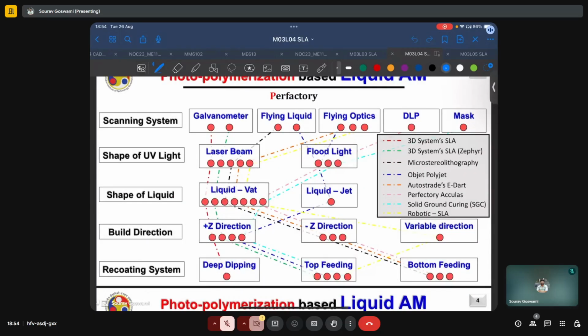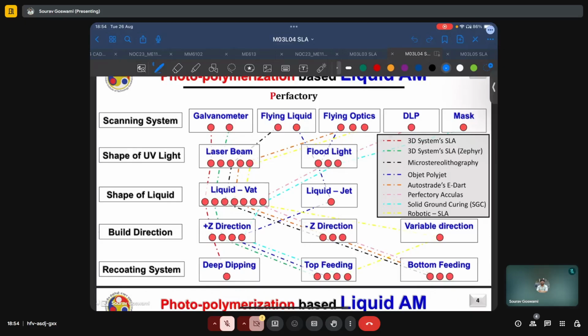So for Objet PolyJet, we use a flying liquid and a floodlight. The liquid is available in the form of a jet. Printing takes place along the positive Z direction, and the mechanism of feeding is top feeding. Sorry, this was for Objet PolyJet.